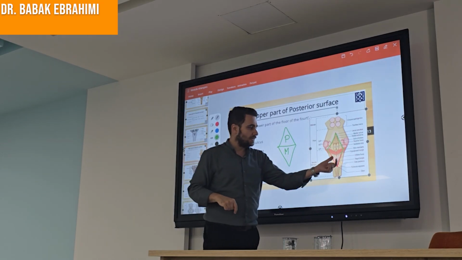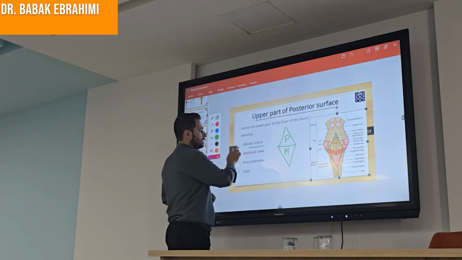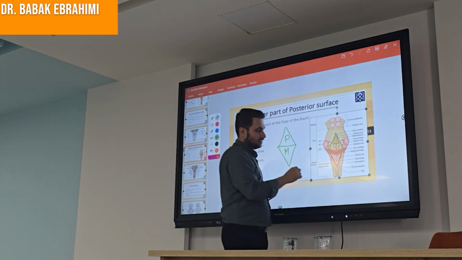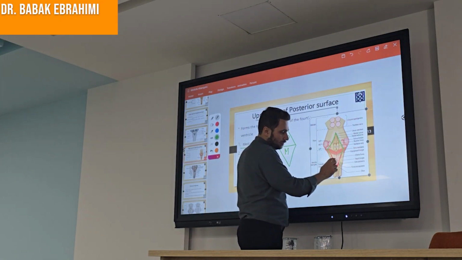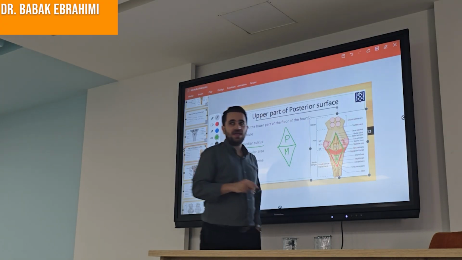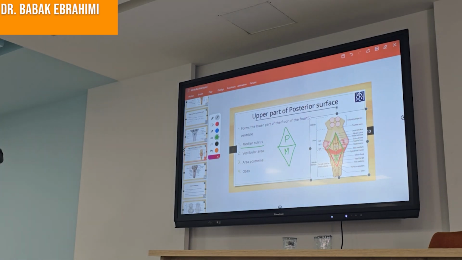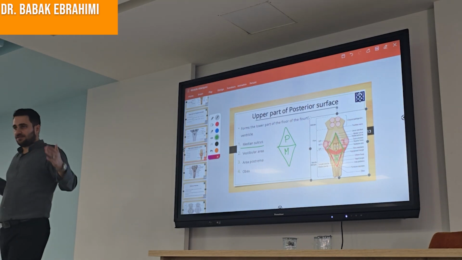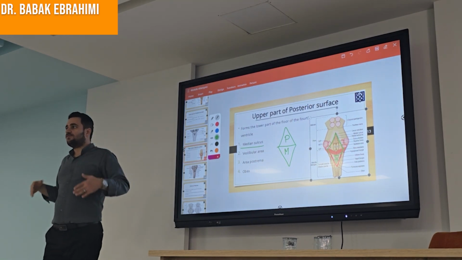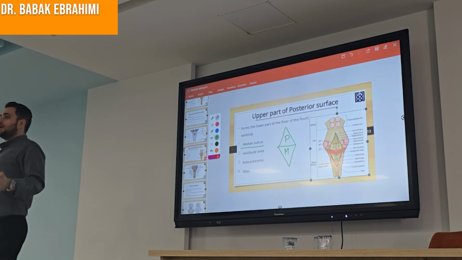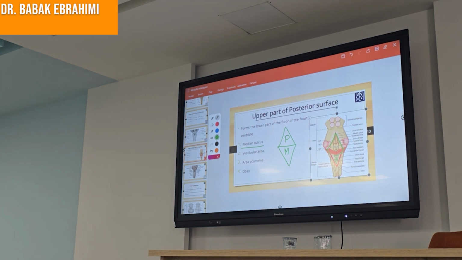What we can see here, I told you we have median sulcus. Another thing that we can see here and here, we have two triangles. Do you remember I told you we have olive in the lateral view of the medulla oblongata. Why do we have the olive? It was caused by the inferior olivary nucleus.